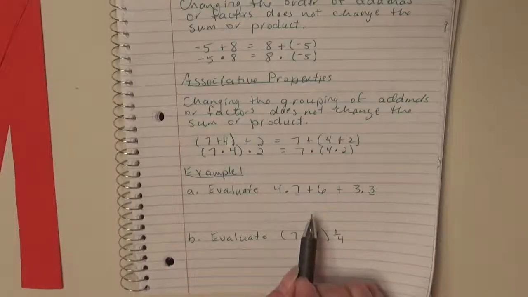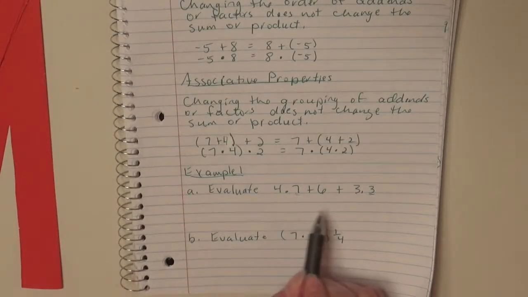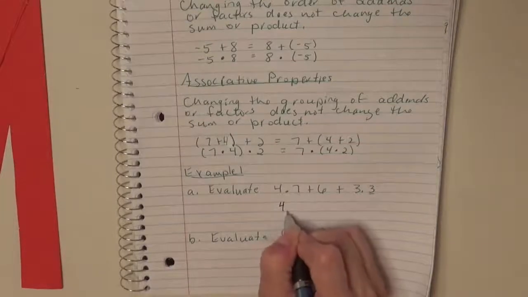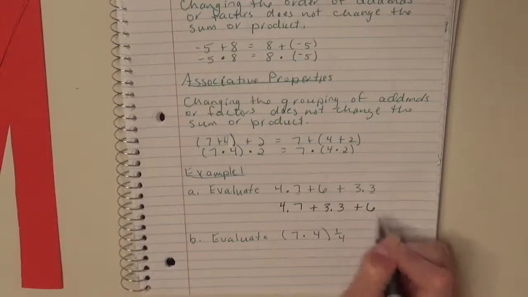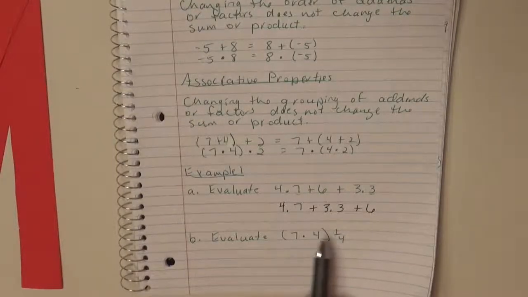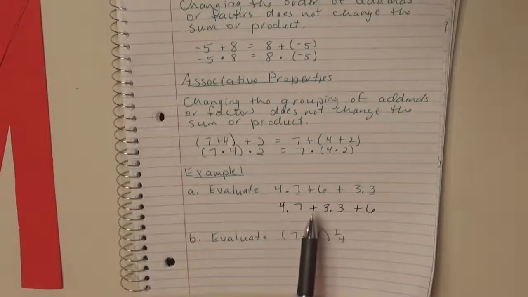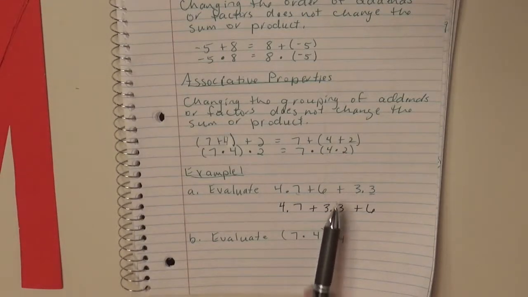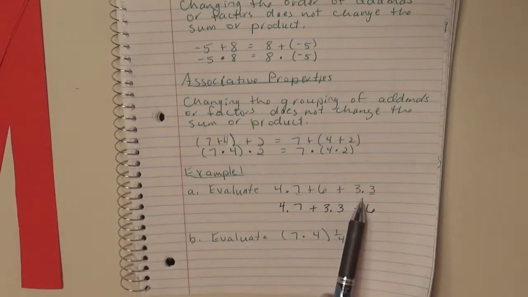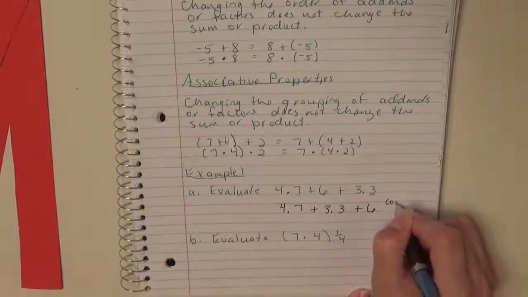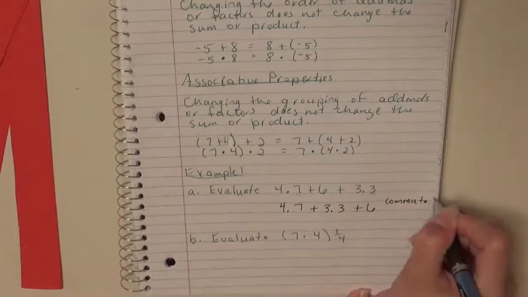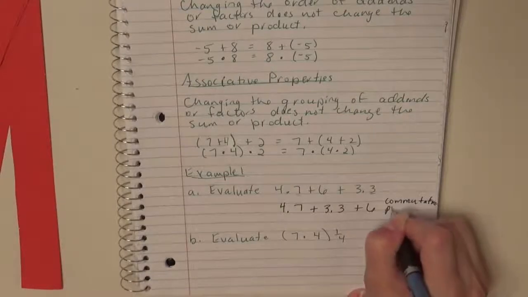So what I'm going to do, I'm going to use one of my properties to rewrite this as 4.7 plus 3.3 plus 6. Now what did I do there? I rearranged it. Did I change the grouping or did I change the order? The 6 and the 3.3 got reversed, so the order changed. So this is the commutative property. So beside this, I'm going to say that I used the commutative property. And I'm out of space there.